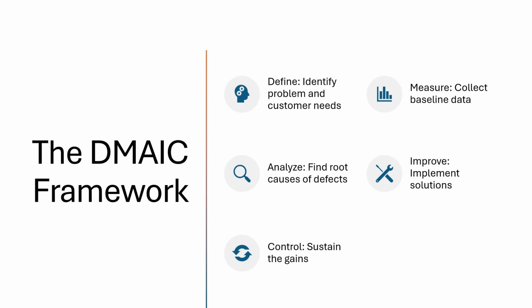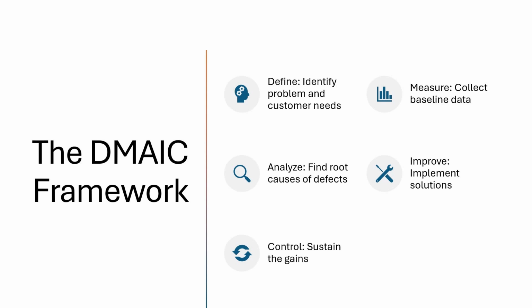Second is measure. You need to collect the baseline data. In this phase, we quantify the current state of the process to understand its performance. You define metrics, validate data collection systems, and measure DPMO or process capability. The check sheets, run charts, control charts, all these are the tools that you can use here, and an example would be, you can measure the average waiting time and call drop rate over a month to get the baseline performance.